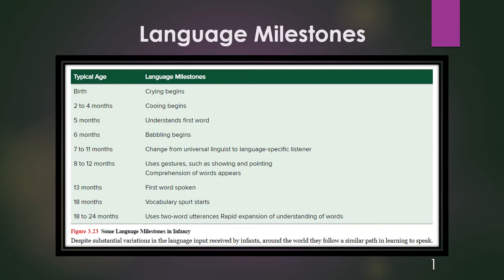By 6 months we start to see the baby starting to babble, starting to get more language specific as it's getting closer to a year, starting to use more gestures. By 13 months or so, maybe using a first word. By a year and a half, we're starting to see them at least understand receptive wise, being able to use this expanded vocabulary. By 2 years, starting to get into these 2-word utterances, this rapid expansion in understanding.